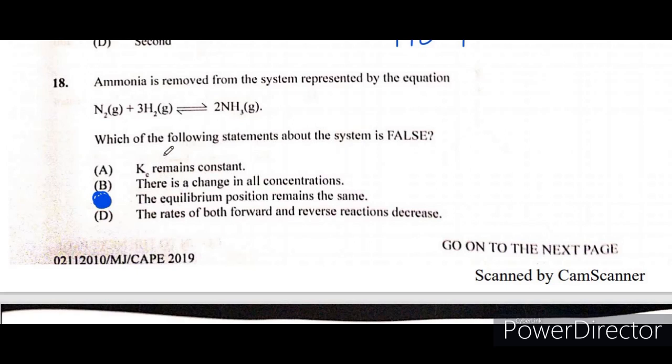Oh, the rates of both forward and reverse reaction decreases. Okay.